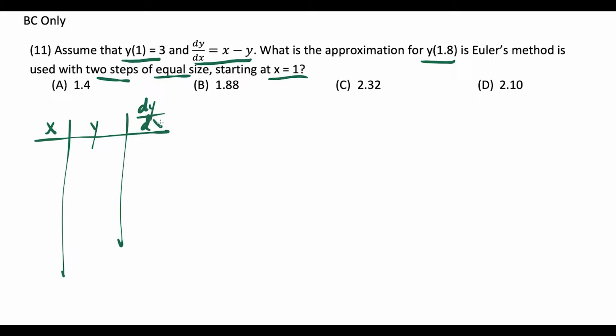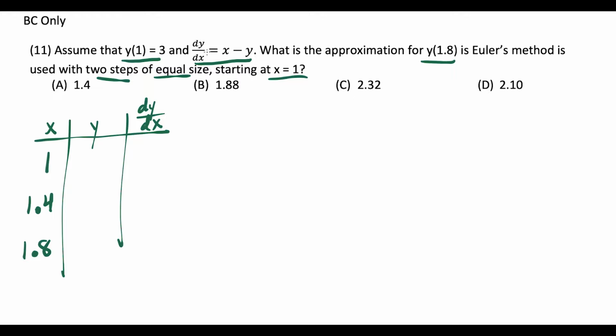So for this, what I like to do is think about how we're starting at x equals 1. And we're trying to approximate what's going on at 1.8. And if you go from 1 to 1.8, that's a distance of 0.8. So since we're taking two steps of equal size, that tells us our middle value would be 1.4. And you could just do a quick check here. If you do plus 0.4 and then plus 0.4, those are two equal steps that get us to 1.8.